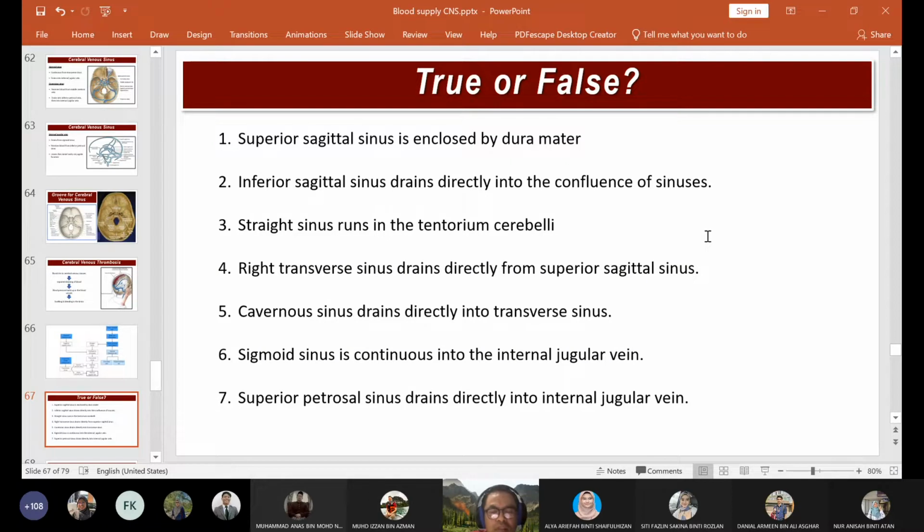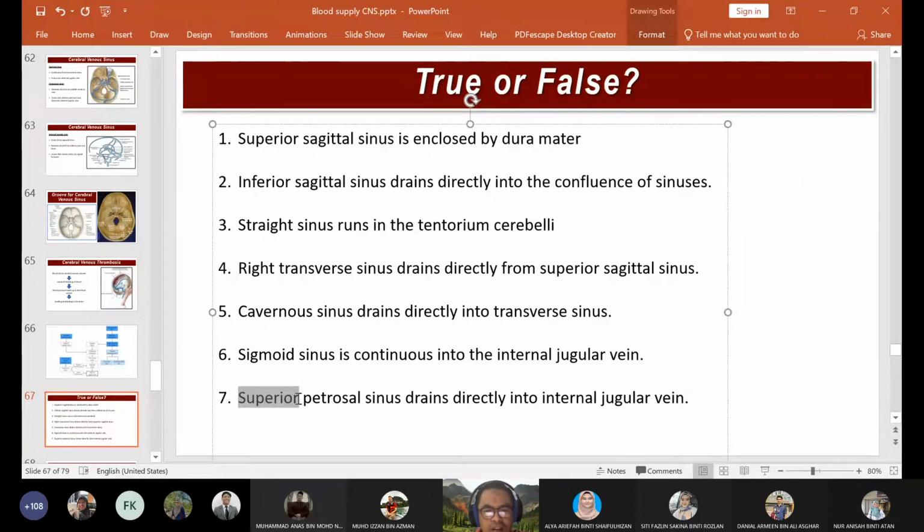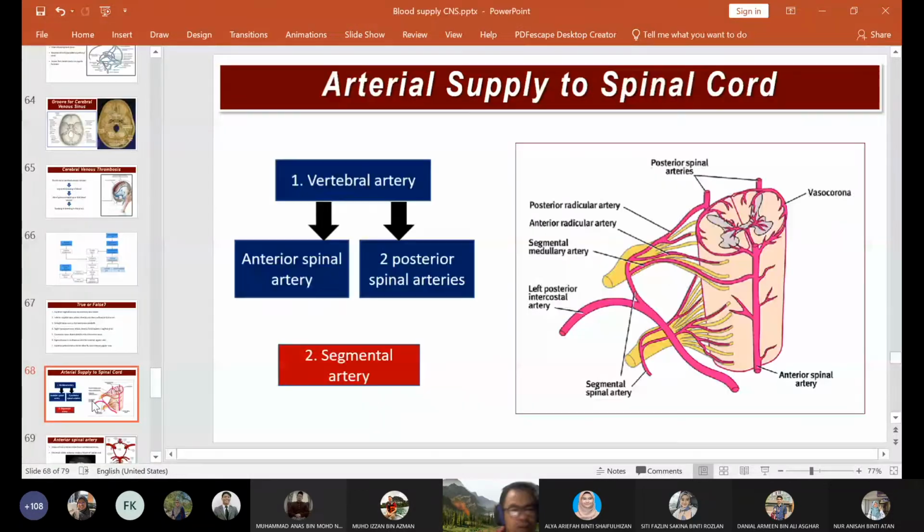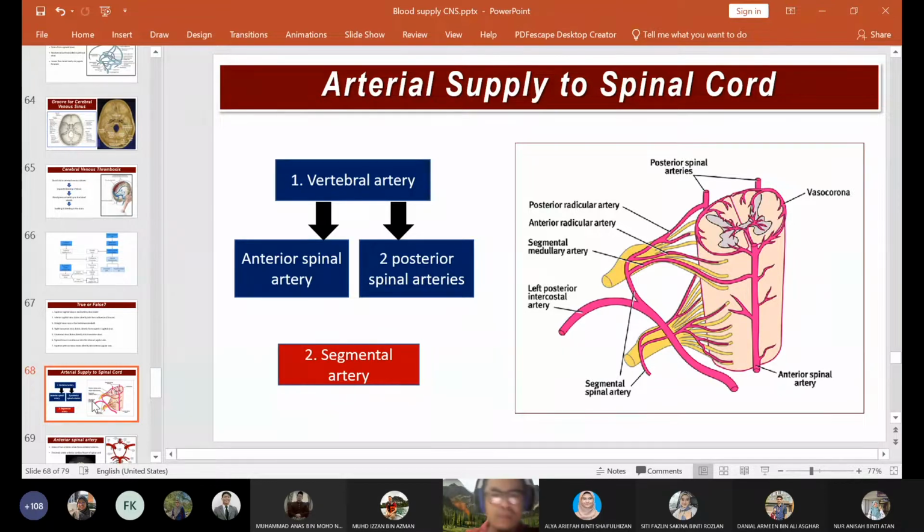Superior petrosal sinus drains directly into internal jugular vein. False. Inferior, superior tak. Okay, last. Spinal cord. Habis sikit lagi. Boleh ke? Boleh follow lagi? Boleh, doktor. Very good.